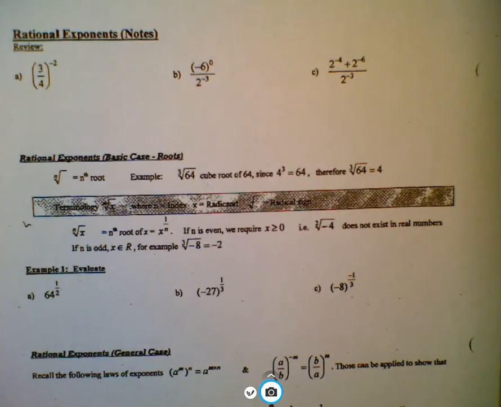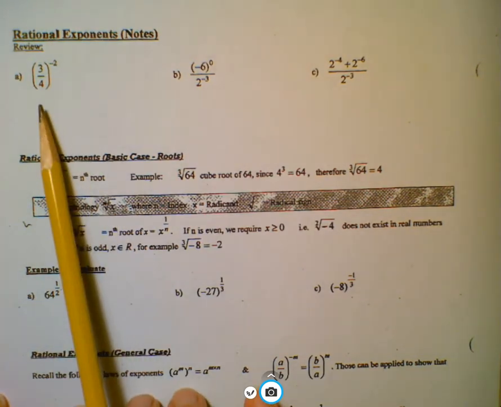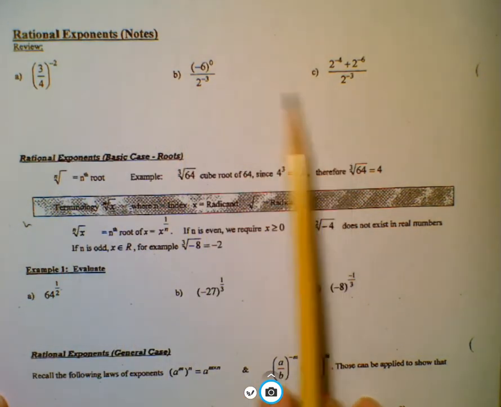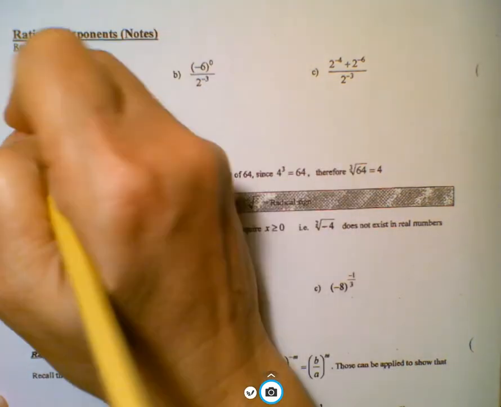We're going to learn now what to do with exponents when they're fractions. So this page starts with a little bit of a review of just integer exponents. So let's do that real quick.